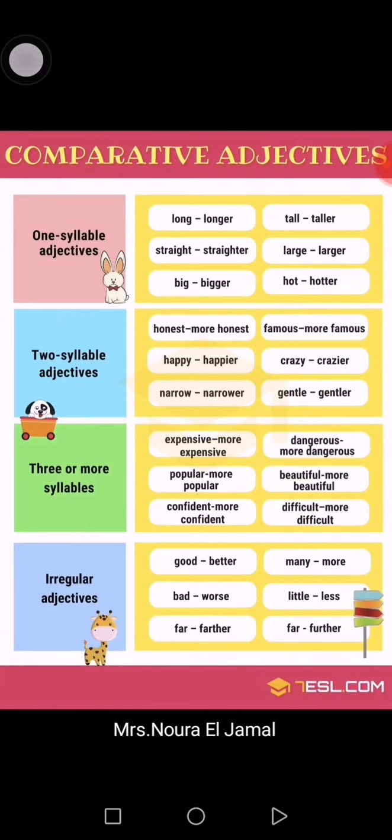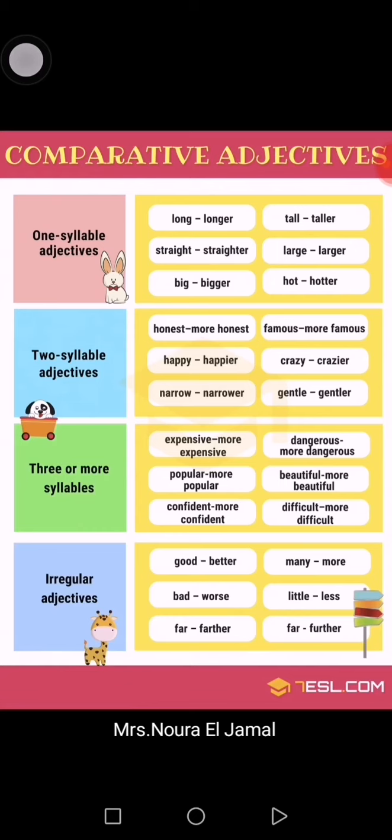Two syllable adjectives. Honest, more honest. Famous, more famous. Happy, happier than. Crazy, crazier. Here there is Y. I change Y to I and then I write ER. Narrow, narrower. Gentle, gentler.